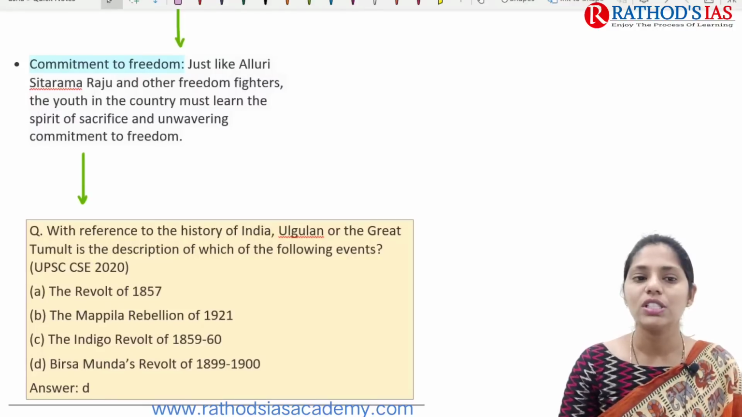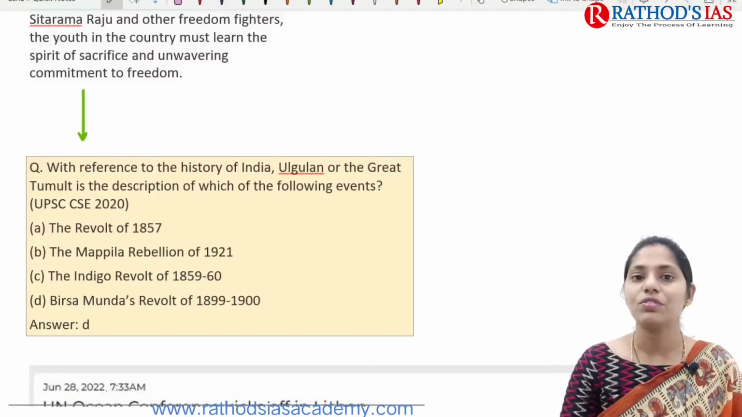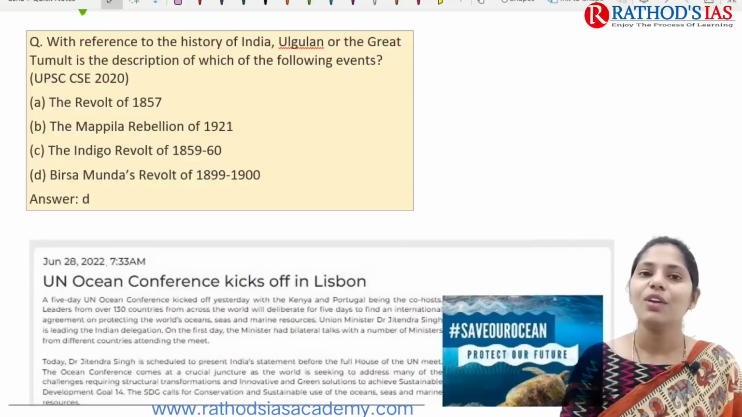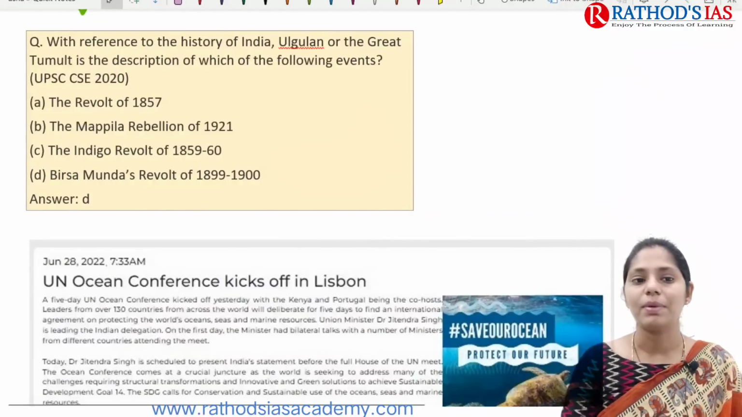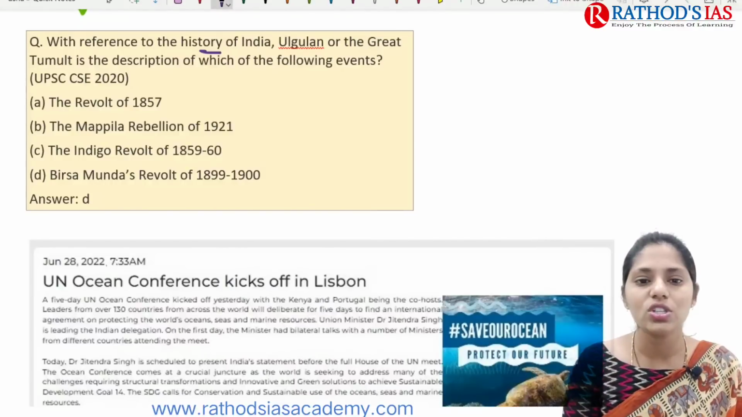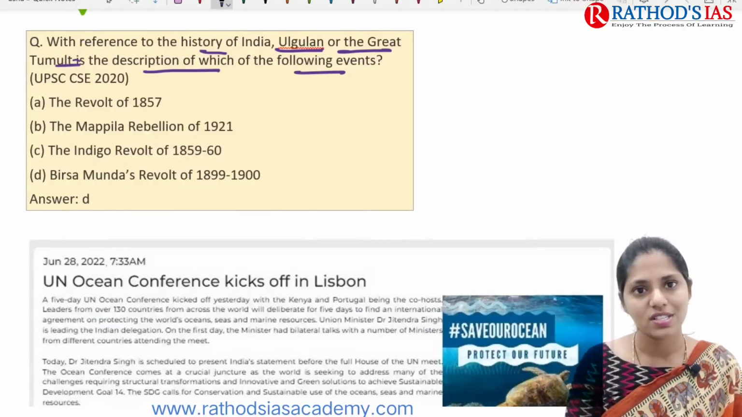Just like Alluri Sitaram Raju, there are many other freedom fighters in our country, and we must learn the spirit of sacrifice as well as commitment to freedom from them. And I want to give you one question which appeared in the previous year's prelims, that is in 2020. With reference to the history of India, Ulgulan or the Great Tumult is the description of which of the following events?